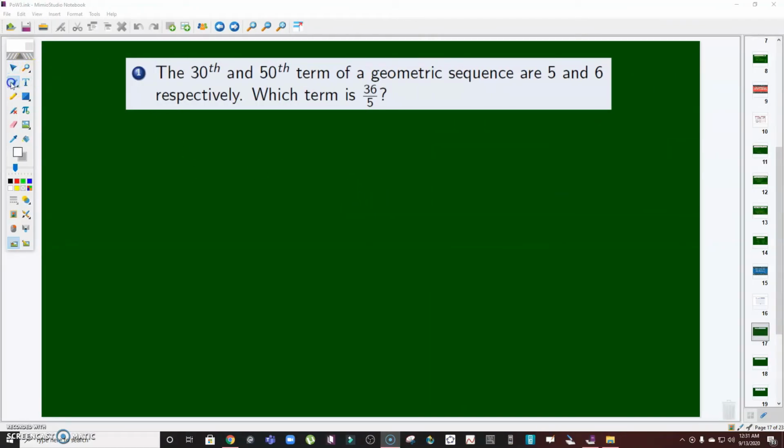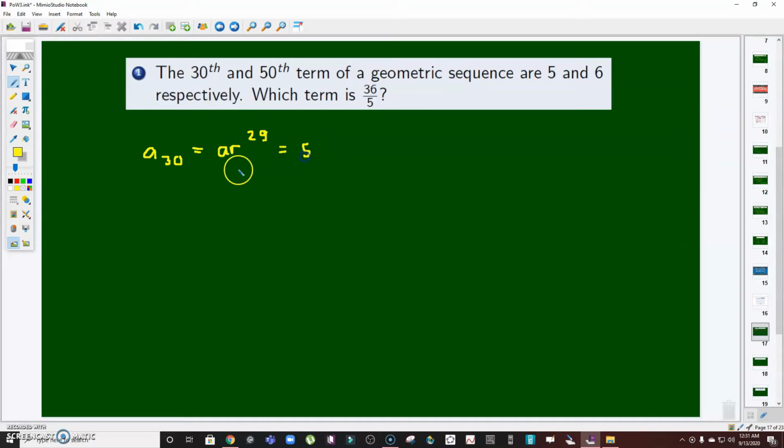Okay, problem number 1. The 30th and 50th terms of a geometric sequence are 5 and 6 respectively. The question is, which term is 36 over 5? Okay, so remember, since what we have is the 30th term, we represent it as a sub 30, that's equal to a r raised to 29, right? And that's equal to 5.